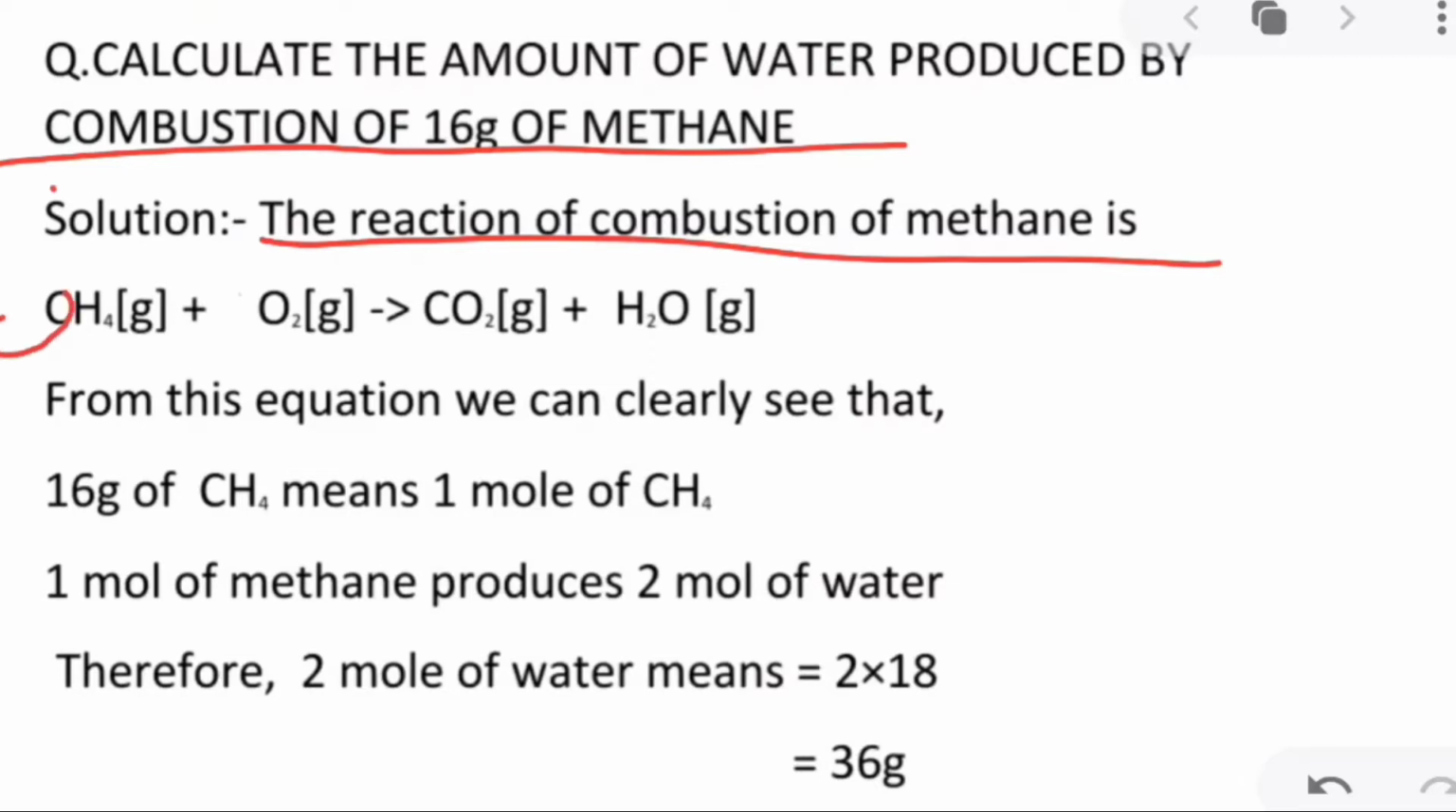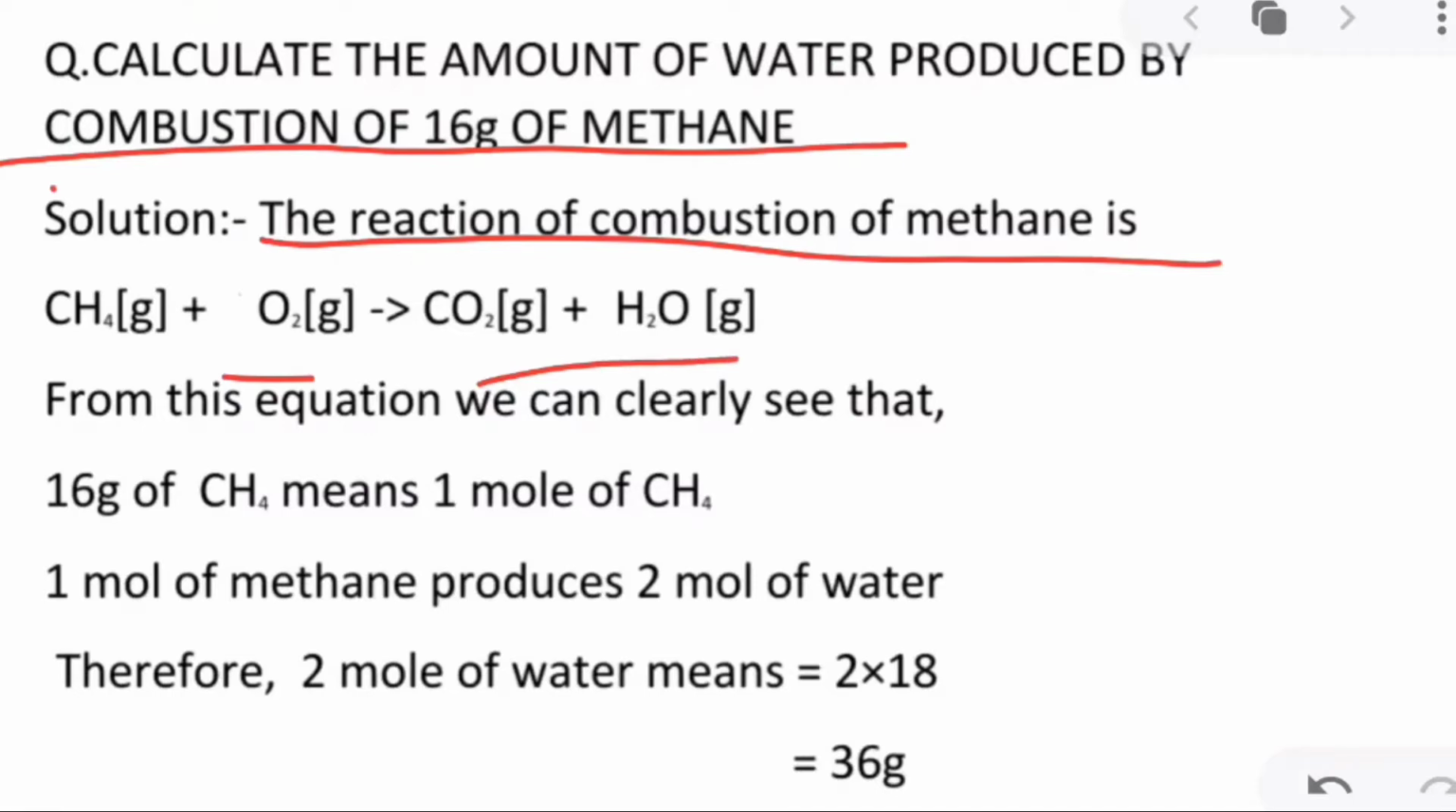The number of carbon atoms on the left hand side is 1 and on the right hand side also it is 1. On the left hand side the number of hydrogen atoms is 4, whereas on the right hand side it is 2. On the left hand side oxygen atoms are 2, whereas on the right hand side it is 3. So clearly this equation is not balanced. So we must balance this equation.